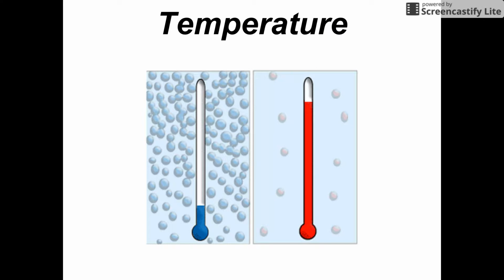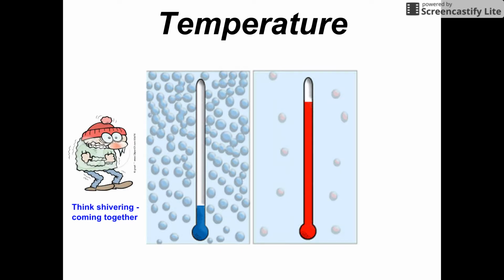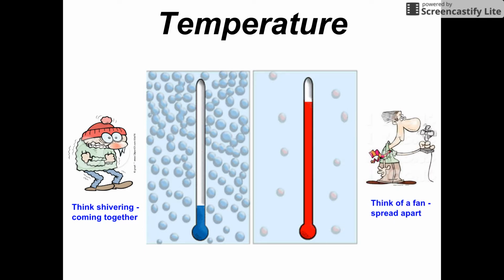Temperature. Remember what happens when the temperature of gases or liquids change? As gases or liquids cool, the molecules slow down and move closer together. Think, I'm cold. As the molecules heat up, they speed up, bounce into each other, and spread apart.